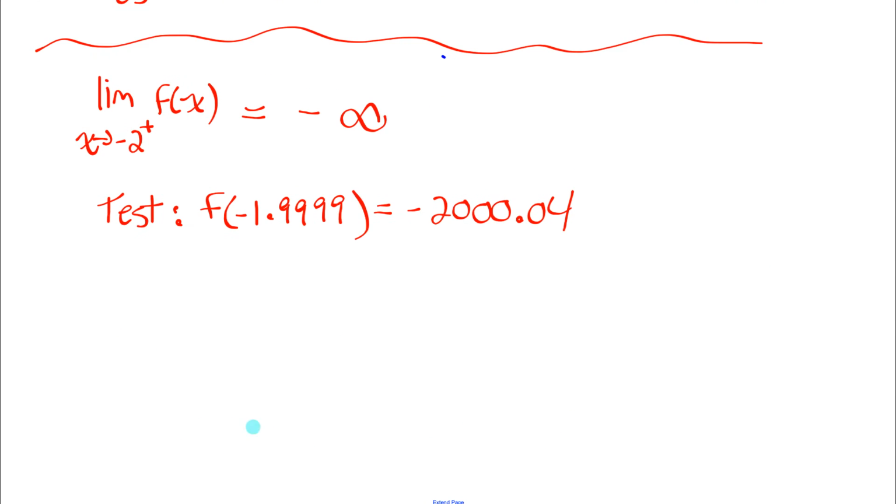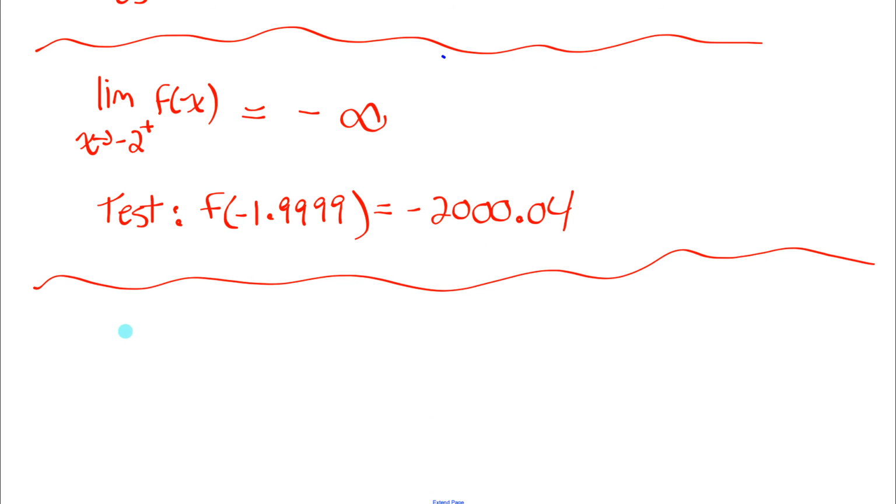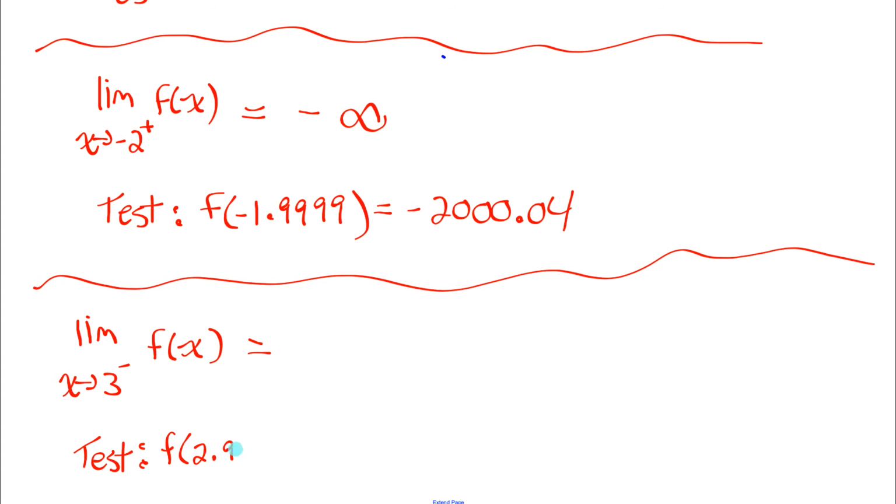Let's do the same thing, but around the other vertical asymptote. The other vertical asymptote was at x equals 3. So we need the limit as x approaches 3 from the left, and it's the limit of the y values of the function. So we would need to pick a test point that's very close to 3, but to the left of 3. So we could do like 2.9999. Throw in more 9s if you want to make it even closer, but this should be good enough for us to see whether it's going to positive or negative infinity.